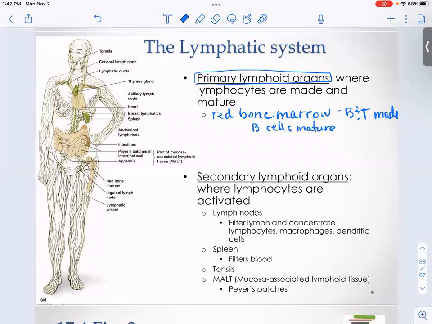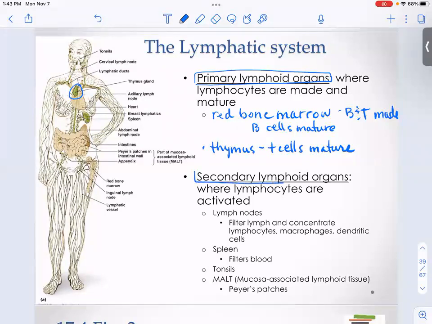The other primary lymphoid organ is called the thymus. This is where T cells mature. The thymus is this little gland that sits on top of the heart. Most of that T cell maturation takes place before a baby is even born. The thymus tends to shrink as a person ages. So those are the primary lymphoid organs, red bone marrow and the thymus.